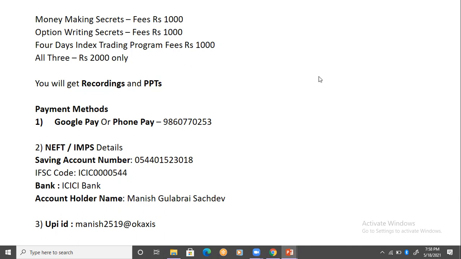If you know technical analysis basics, you can go for the money making strategies program. Okay, this will be very simple, based on moving average and RSI. So you will be able to understand this program very easily if you know technical analysis basics. If you know what moving averages are, what is RSI, you can go for the money making strategies program.